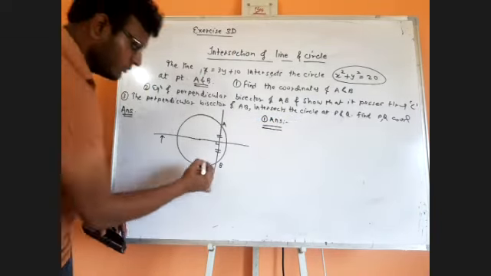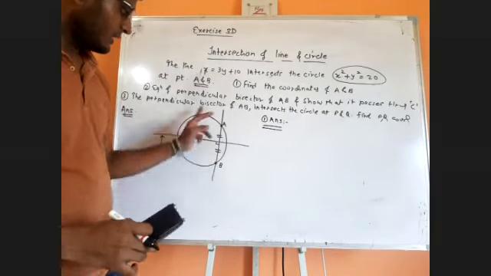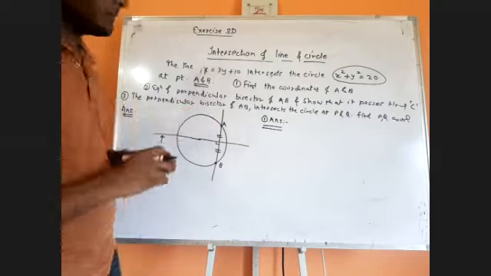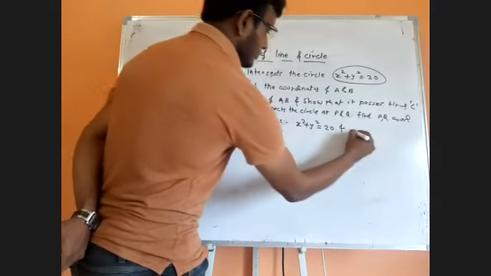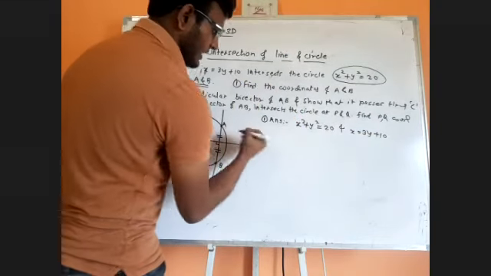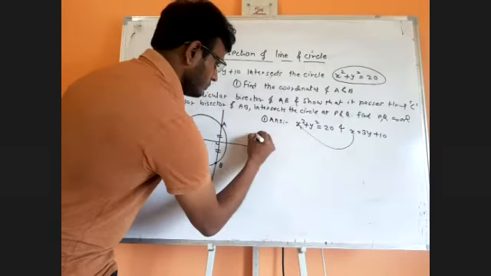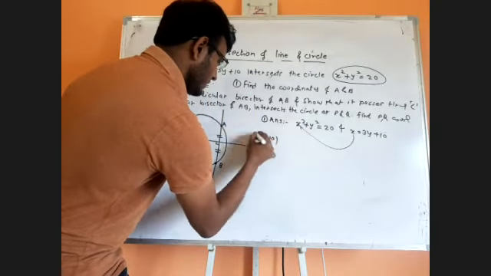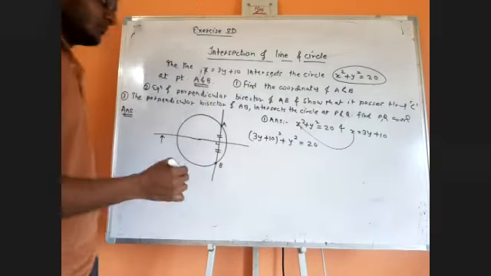Find the coordinates of A and B. How do you find the coordinates of A and B? We just discussed, right? We just have to solve the equation of the line and the equation of the circle simultaneously. So x square plus y square is equal to 20 and x is equal to 3y plus 10. Just solve these two simultaneously. I have to substitute the value of x into this equation. So (3y plus 10) whole square plus y square is equal to 20.